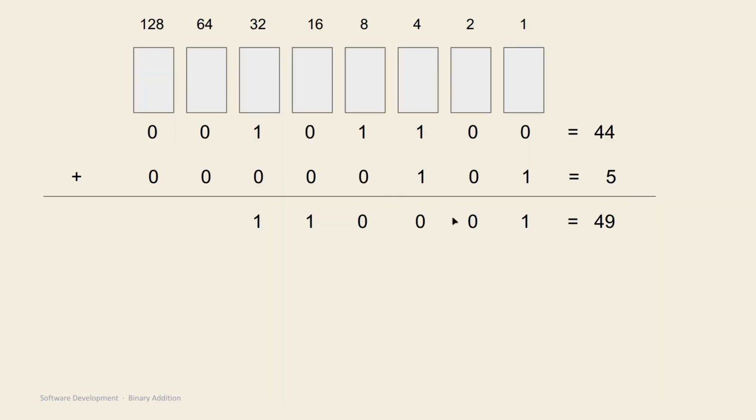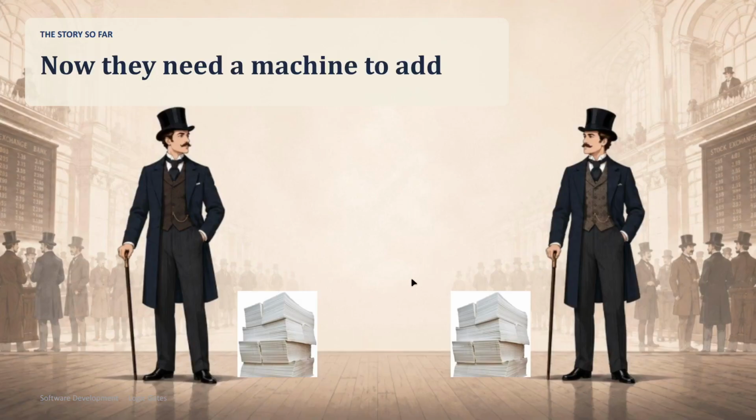Let's check it by converting back to decimal. Add up every column that has a 1. First number is 4 plus 8 plus 32, it's 44. Second one is 1 plus 4, it's 5. Result is 1 plus 16 plus 32, it's 49. And 44 plus 5 is also 49, no mistakes. So now we can add in binary.